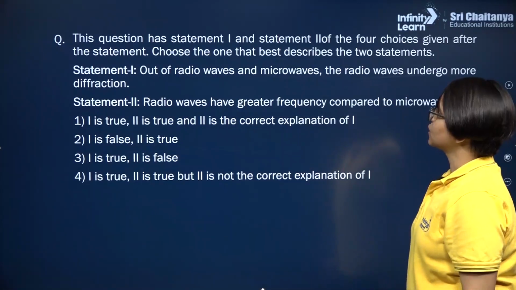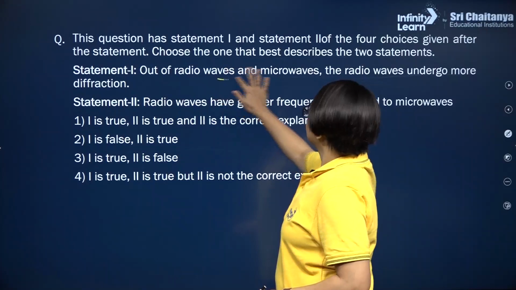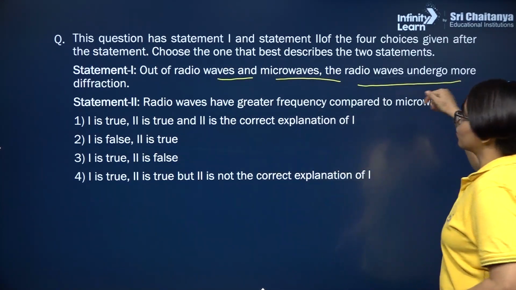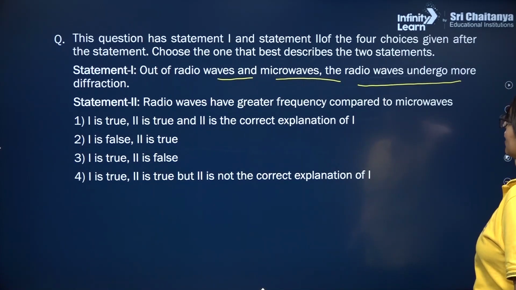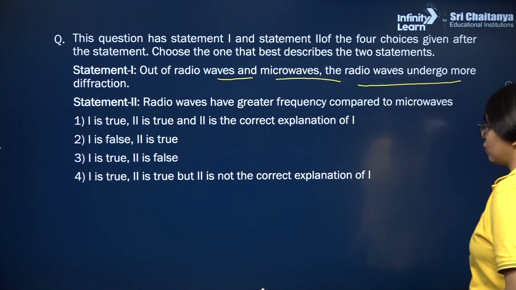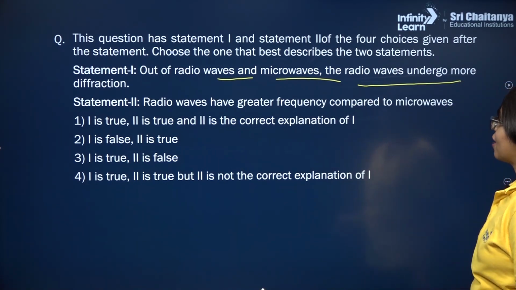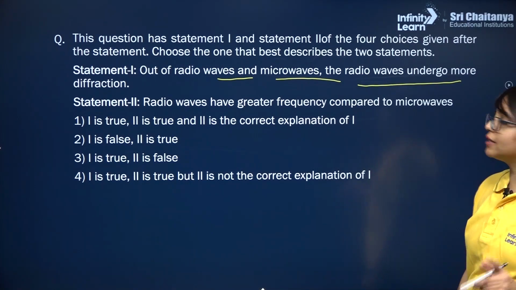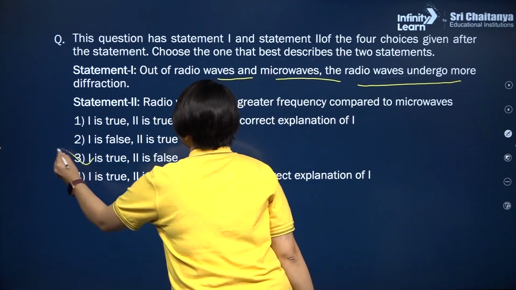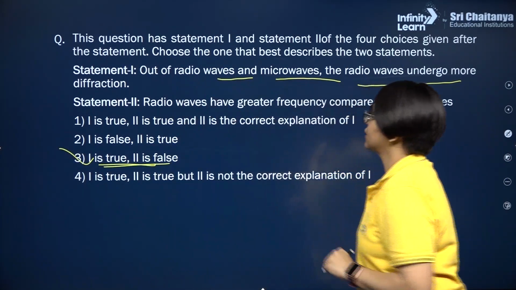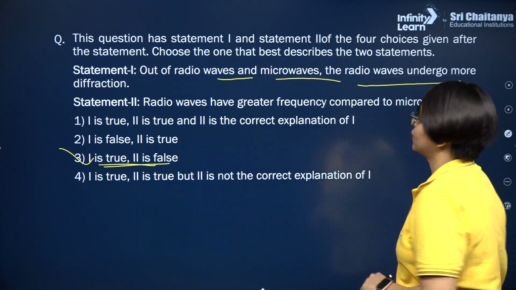Next is this one. This question has statement 1 and statement 2. Okay. Statement 1 is, out of the radio waves and microwaves, the radio waves undergo more diffraction, and statement 2, radio waves have greater frequency compared to microwaves, right. So, over here if you look at this one, radio waves have greater frequency than microwaves, that statement is false. So, one is true but second is false, right. Radio waves have lesser frequency as compared to microwaves.